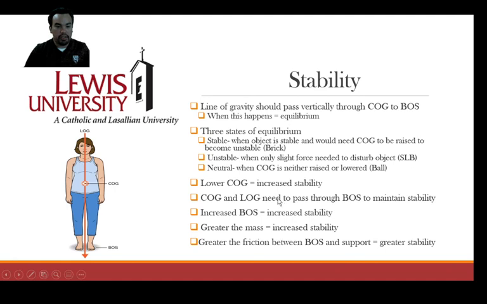So center of gravity and line of gravity need to pass through the base of support to maintain that stability. Like I said, straight down through. You increase that base of support, you increase the stability, and then the greater the mass, the greater the stability. So as my mass increases, I have also a greater stability. And the greater the friction between the base of support and the support equals greater stability.